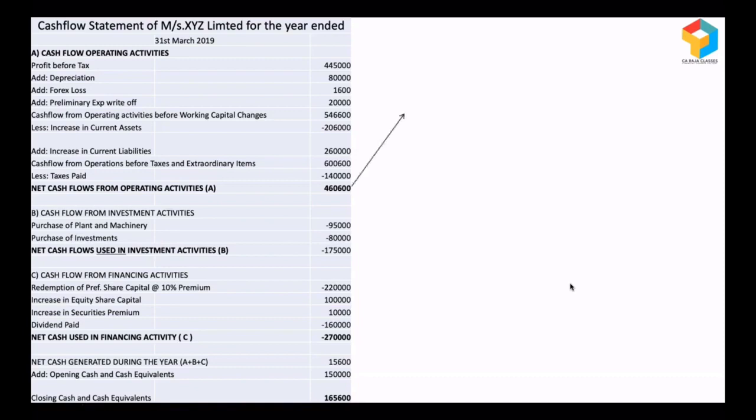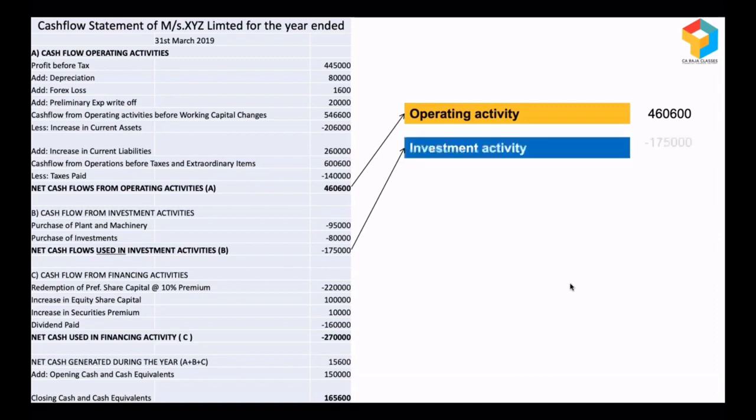Look at this cash flow from operating activity. It's a positive figure of 4,60,600. Look at this investment activity. It is a negative figure of 1,75,000. So the positive figure of 4,60,600 from operating activity means they've run their business for one full year, and from operations they've made positive cash. Whereas the investment activity negative figure means cash had gone out to the extent of 1,75,000 because they have made some investments.